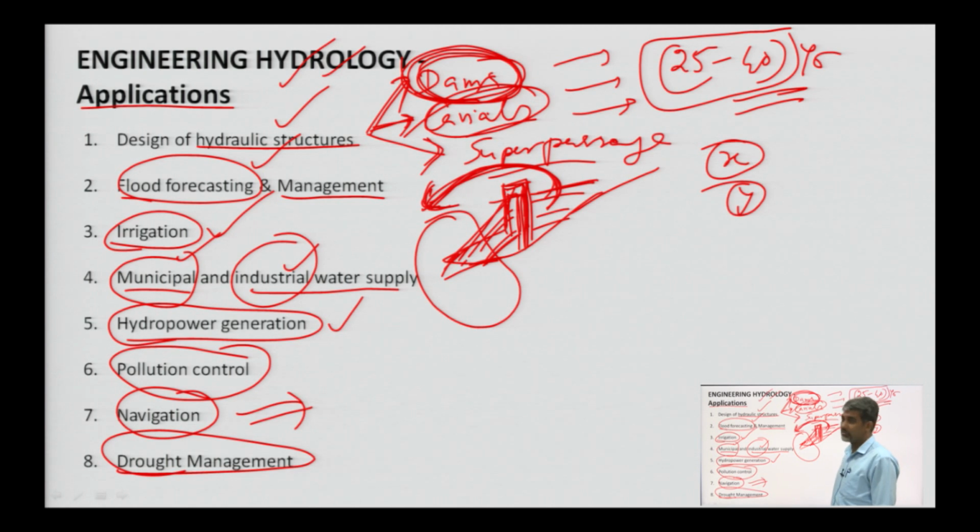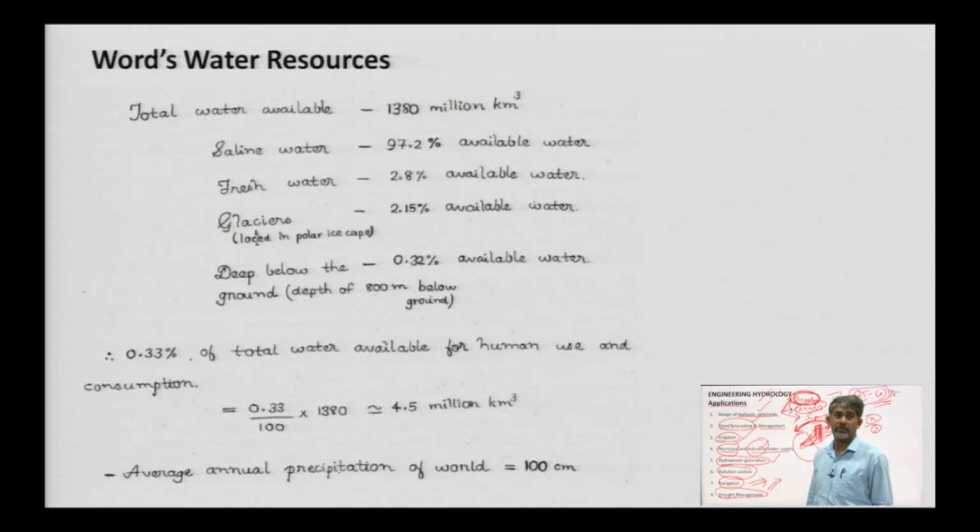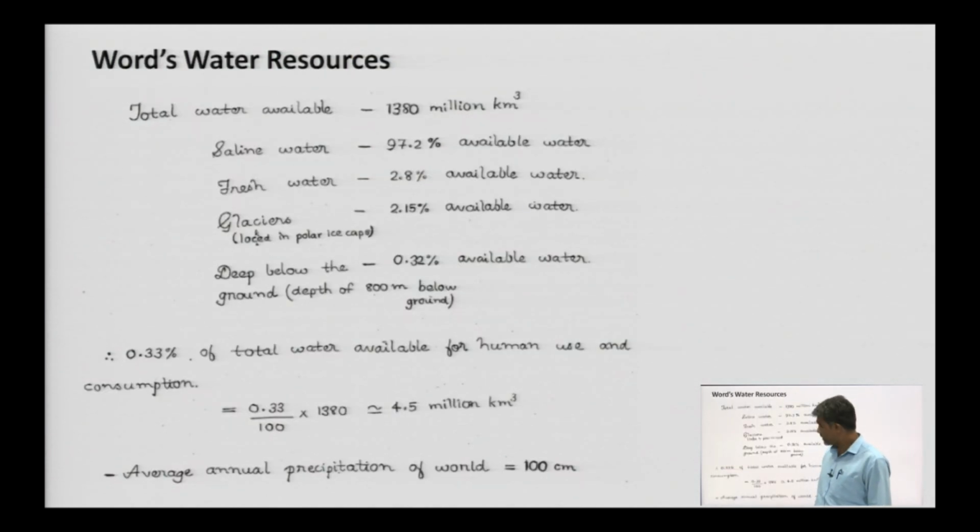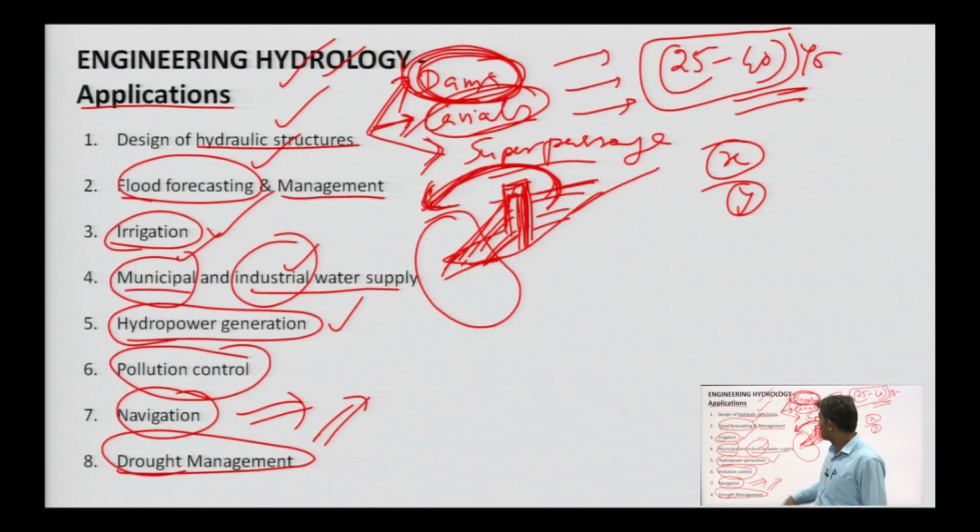with the knowledge of the availability of water. If we know that this much quantity of water will be available, and if our demand is beyond that, then we need to develop certain management. So, these are some major applications of engineering hydrology, right.